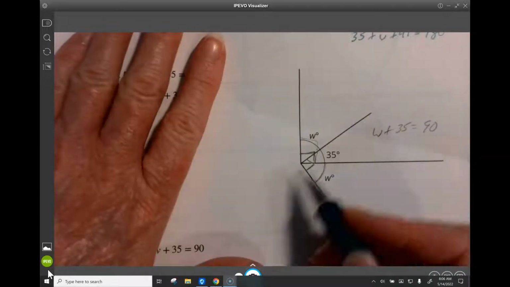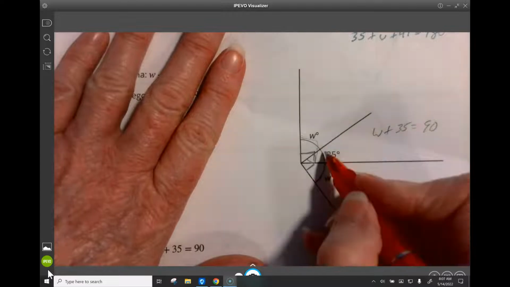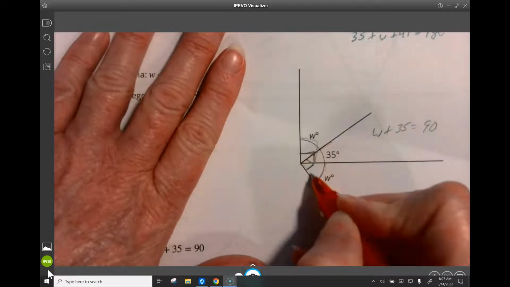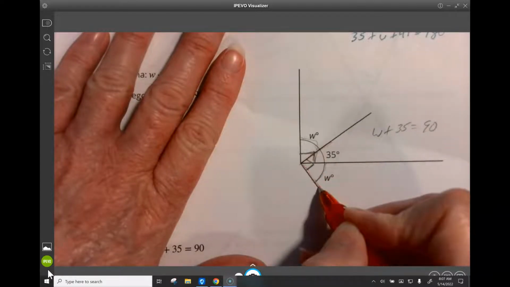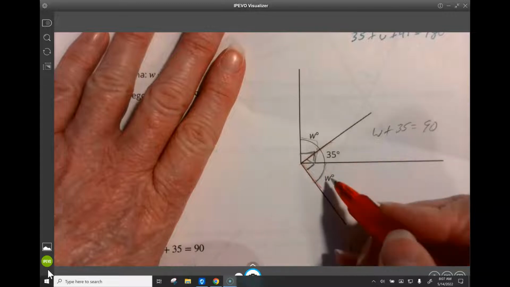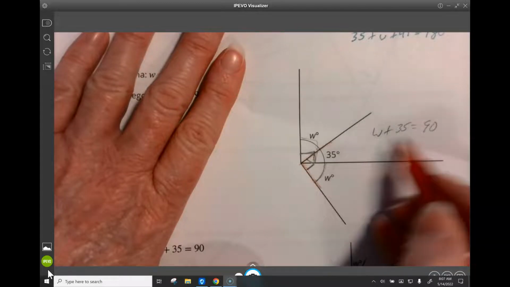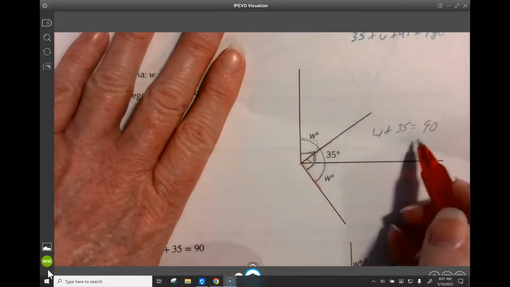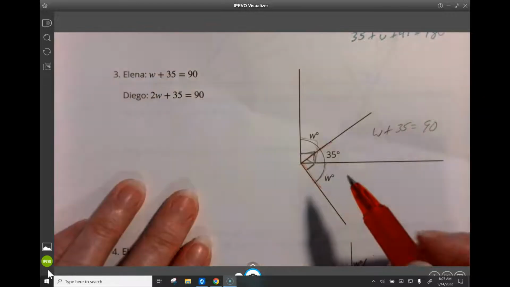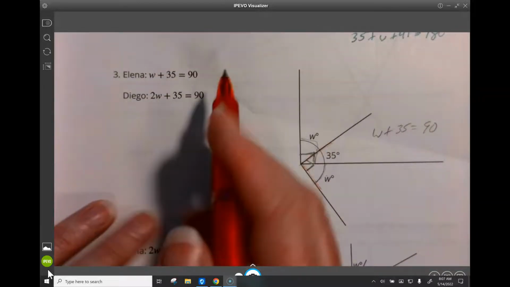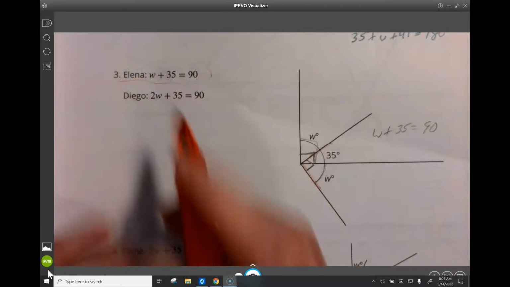Yes, we are. So see how this angle right here is also 90 degrees? And that would be true, because if this one plus this one is 90, then this one plus this one is 90. We just wrote that statement, so yes, we can do that. Okay, so w plus 35 is 90. Yep, that one works.